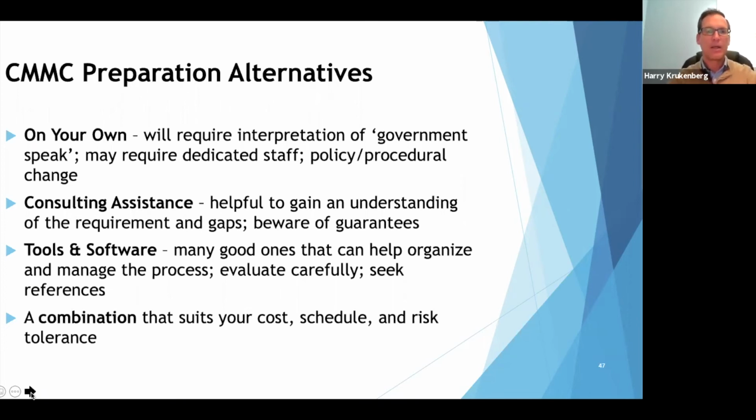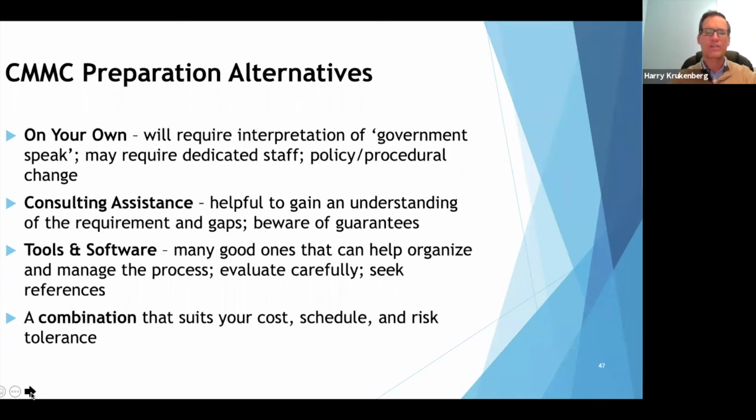If you decide not to do this on your own, consulting assistance is available, and it may be helpful to gain an understanding of the requirement, the gaps, and what is needed to help fill the skill set gaps that you may have within your organization. As I said before, many government contractors, most government contractors, are probably not cybersecurity experts and probably don't have that expertise within their organization. If you don't acquire it, you can hire it out through sound consulting assistance.